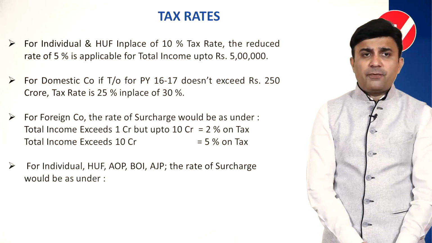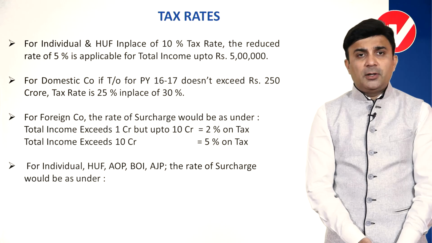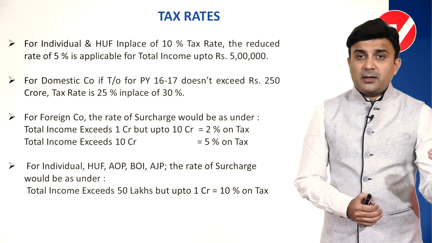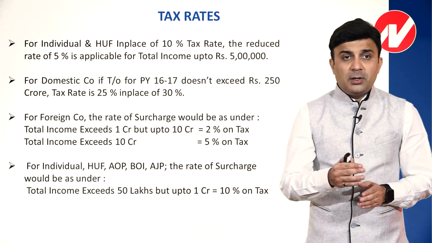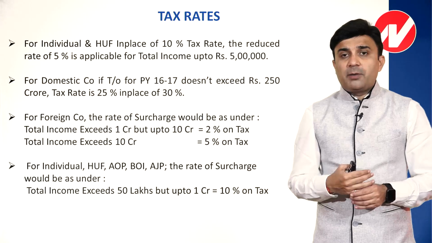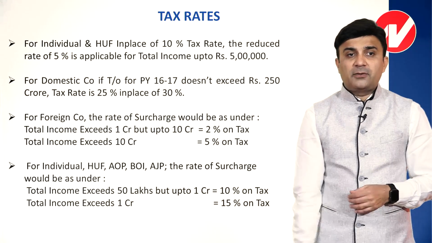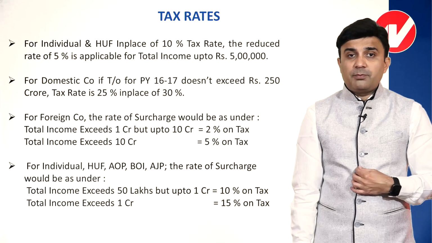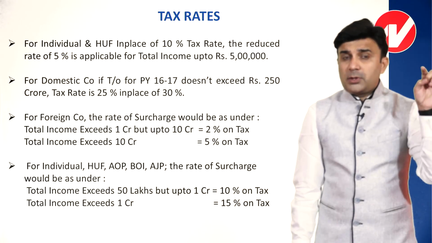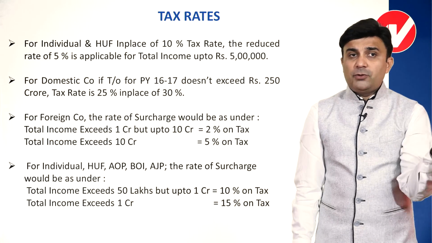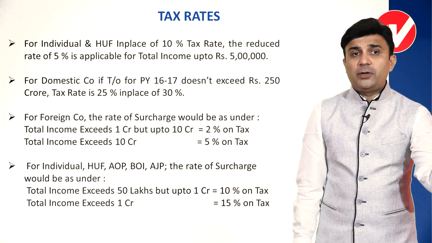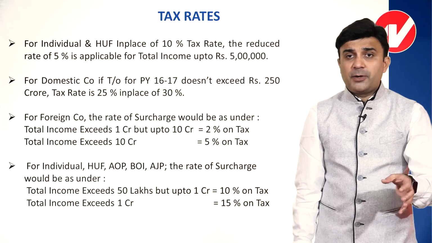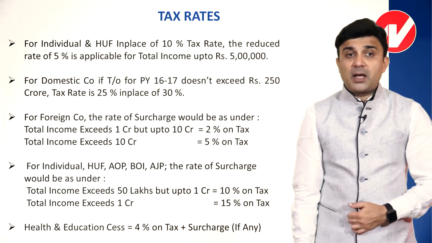For individual, HUF, AOP, BOI, artificial judicial person, the rate of surcharge is as follows: if your total income doesn't exceed 50 lakh, no surcharge. If your total income is above 50 lakh but up to 1 crore, the surcharge will be 10% of tax. And if your total income exceeds 1 crore, the surcharge will be at the rate of 15%. Look at the comparison. For the foreign company, if the total income exceeds 1 crore, the surcharge is only 2%. But here, if the total income exceeds 1 crore, the surcharge will be at the rate of 10%. The reason being tax rates of foreign company are lower.